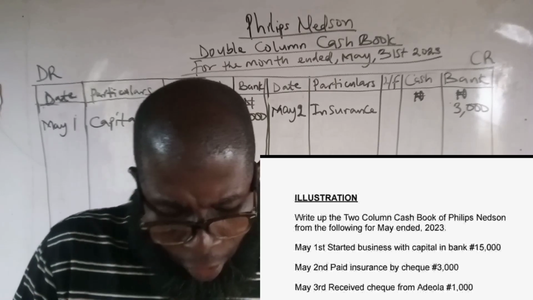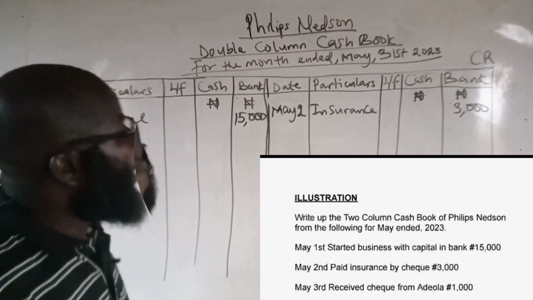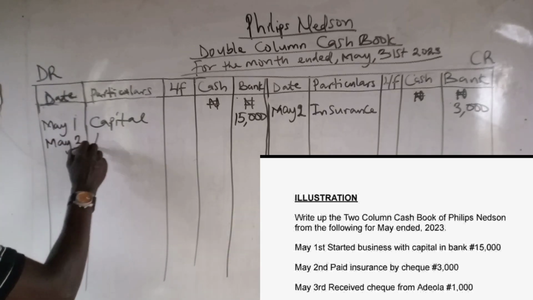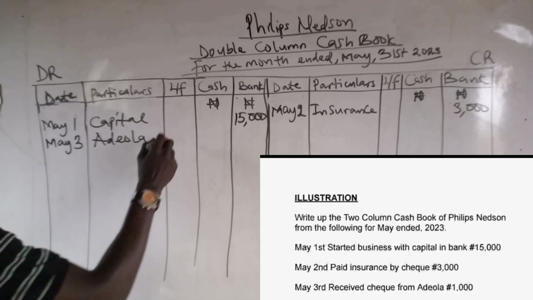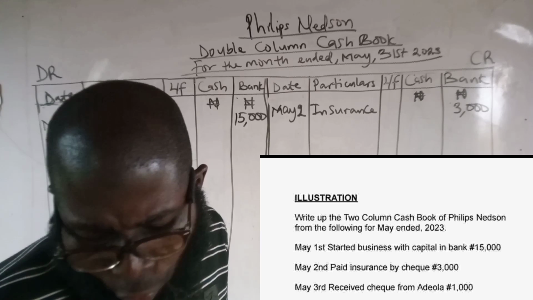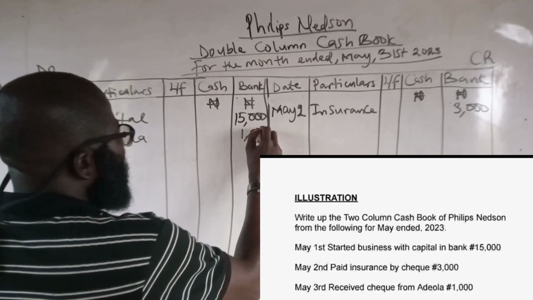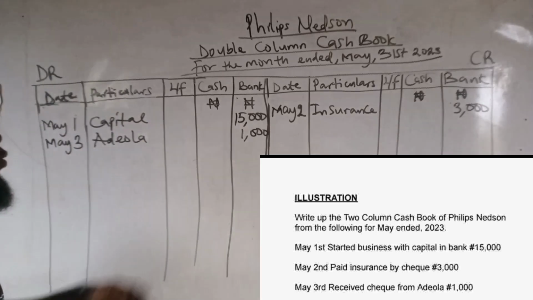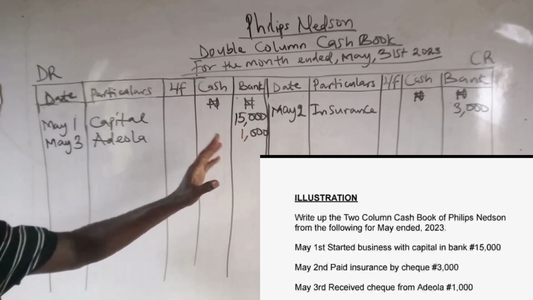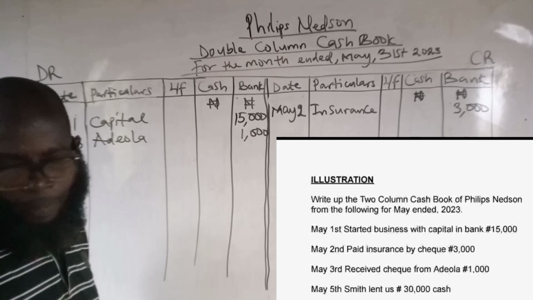Now, May 3rd, received check from Adeola, 1,000 naira. We come here, May 3rd, you write Adeola. Phillips Netson received 1,000 naira through check from Adeola. You come to this side, then in the bank column you put 1,000 naira, because the money was paid to Phillips Netson through check.